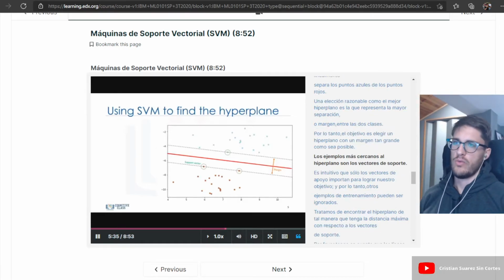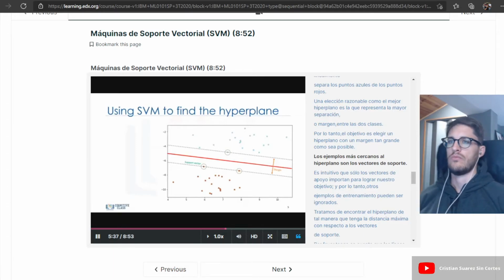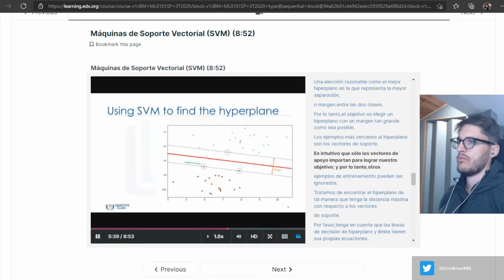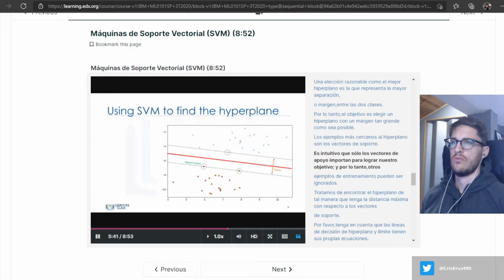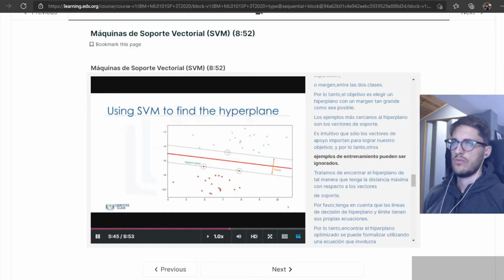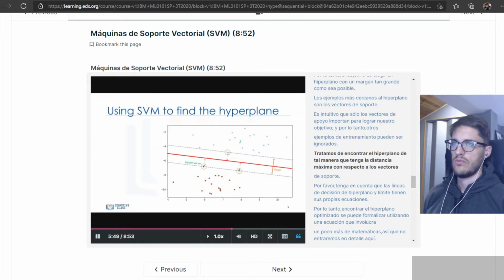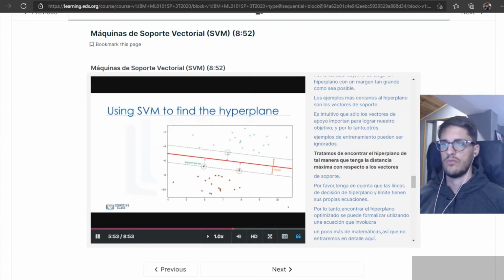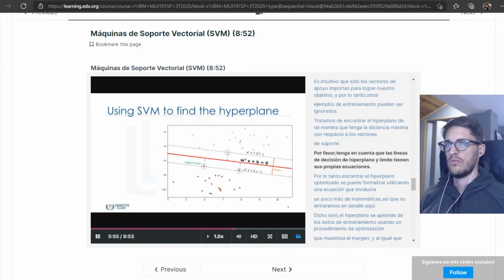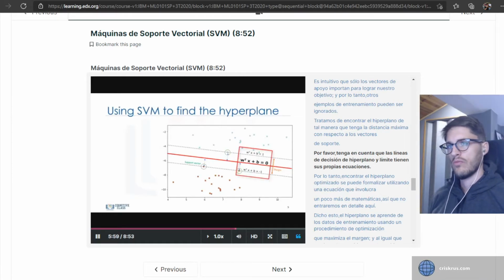The examples closest to the hyperplane are support vectors. It is intuitive that only support vectors matter for achieving our goal, and thus, other training examples can be ignored. We try to find the hyperplane in such a way that it has the maximum distance to support vectors. Please note that the hyperplane and boundary decision lines have their own equations.